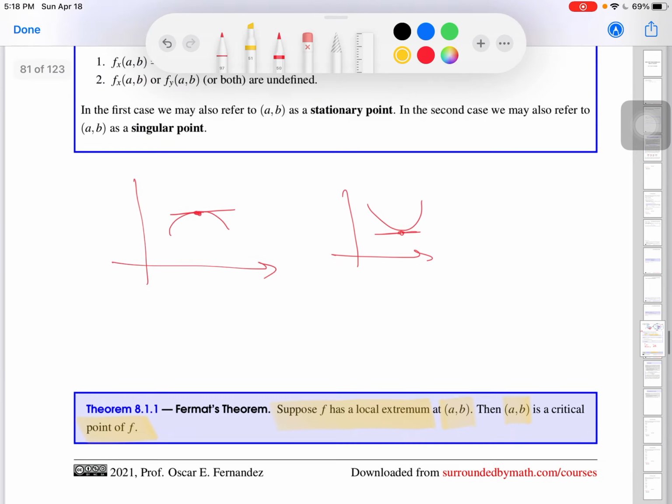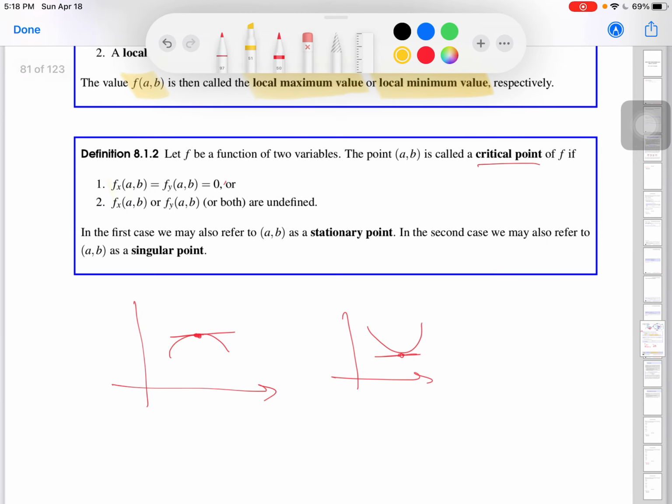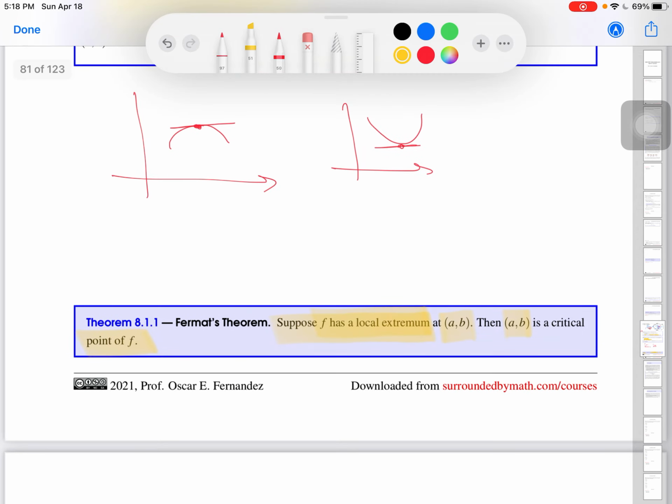So going back to the definition, what does that tell me? Either the x and y derivatives are zero there, or one or both are undefined. So again, this narrows our focus. If your goal is to find local extrema, it narrows our focus to the points where the derivatives are zero or undefined, because we know that if you have a local extremum, then you're at a critical point.